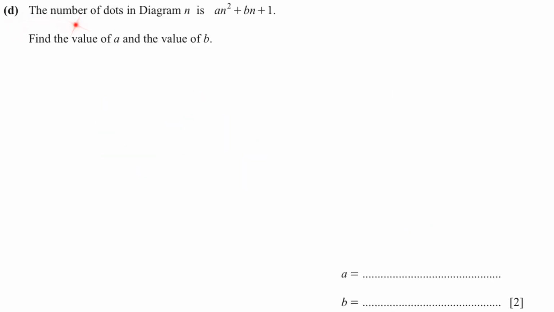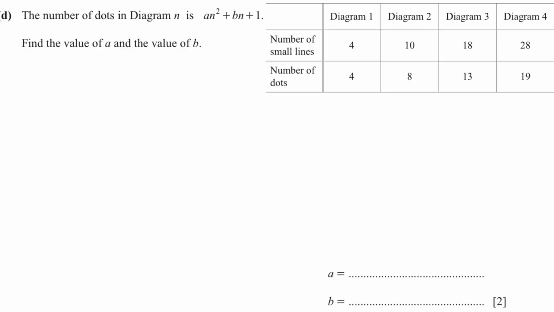In D, the number of dots in diagram N is a n squared plus bn plus 1. Find the value of A and the value of B. So this table has been given to us. When n is 1, the number of dots is 4. When n is 2, the number of dots is 8. So we'll replace the n here and make it equal to the number of dots. So when n is 1, a plus b plus 1 is equal to 4. A plus B is equal to 4 minus 1, which is equal to 3. A plus B is equal to 3. This is your first equation.